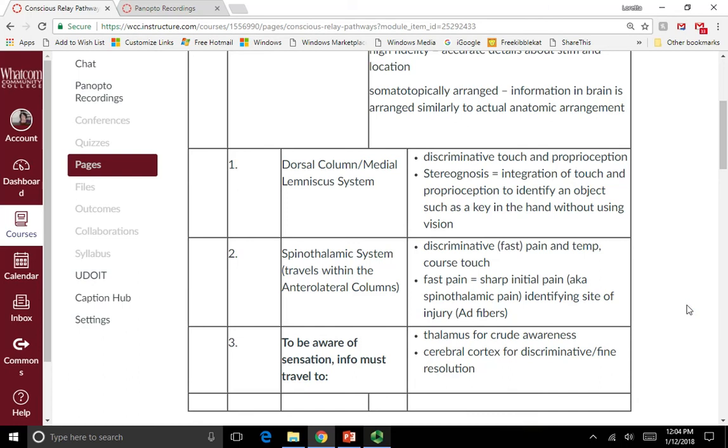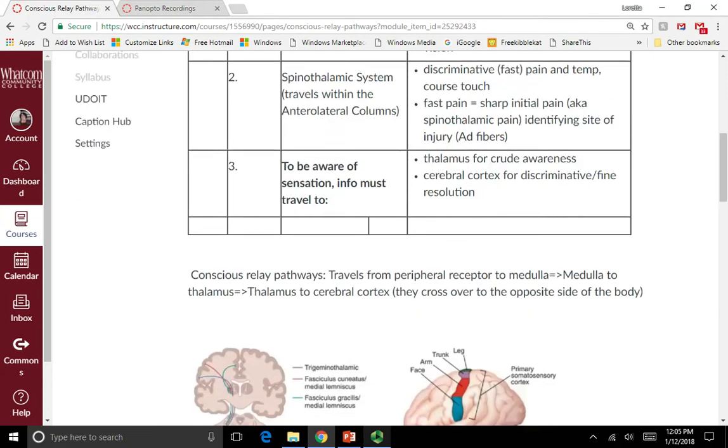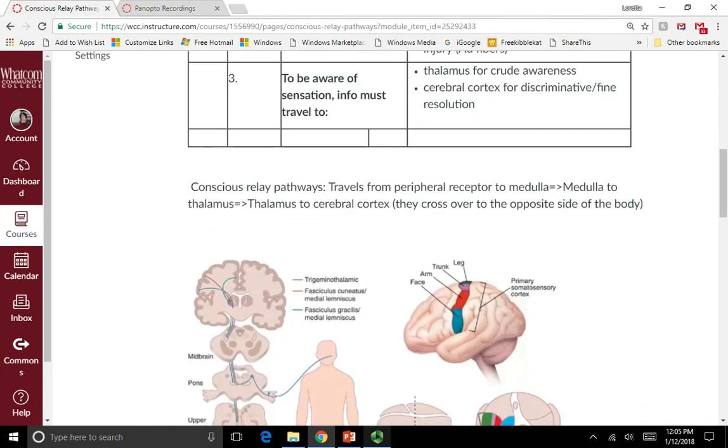The fast pain, which is the sharp initial pain, is well localized, also known as spinothalamic pain. It identifies the site of injury. The information is carried in those A delta fibers. To be aware of sensation, information must travel to the thalamus for crude awareness and to the cerebral cortex for discriminative and fine resolution. So the somatosensory cortex is where that information goes.